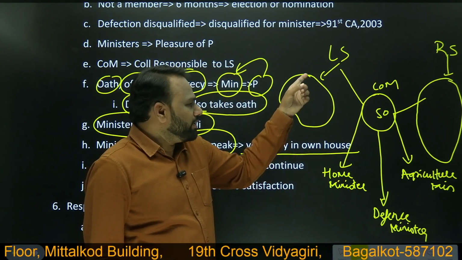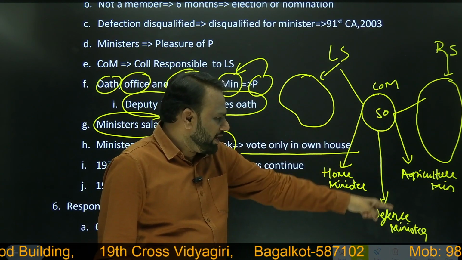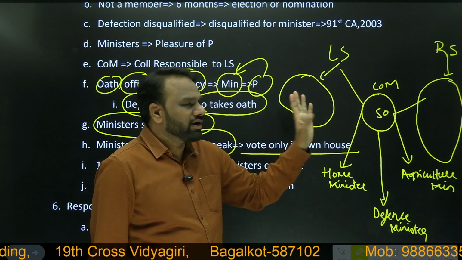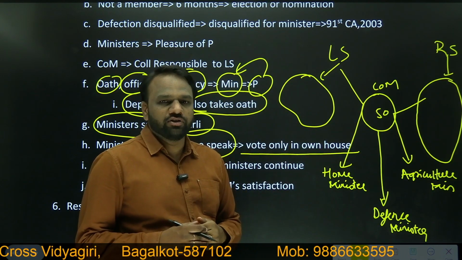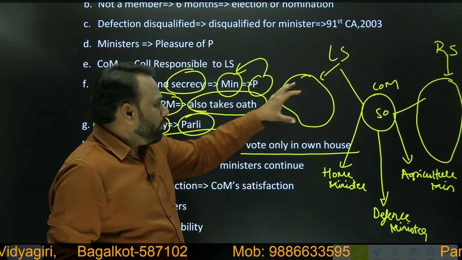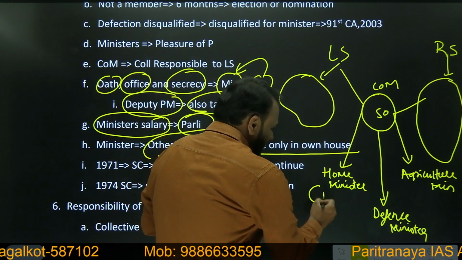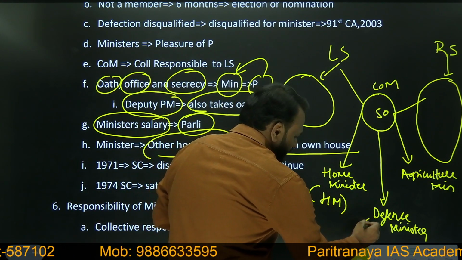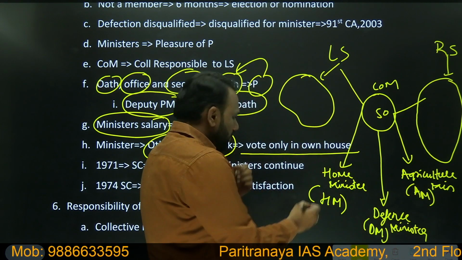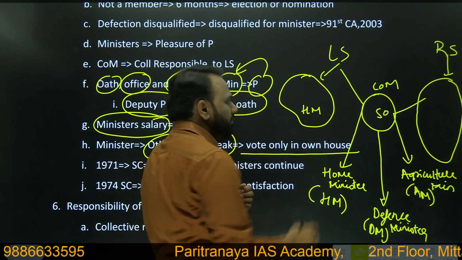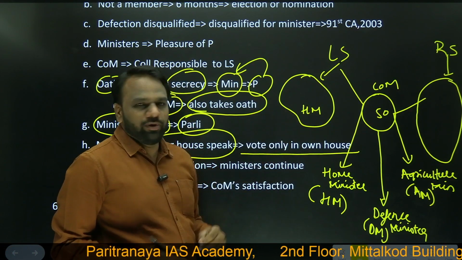So the Home Minister belongs to Lok Sabha, the Agriculture Minister belongs to Rajya Sabha, and the Defense Minister neither belongs to Lok Sabha nor to Rajya Sabha. But all three are part of the Council of Ministers. Now, in Lok Sabha, whenever any kind of discussions are going on, I'll call them HM, DM and AM. Can the Home Minister participate in Lok Sabha's discussions? Obviously, he can, because he is a member of Lok Sabha.